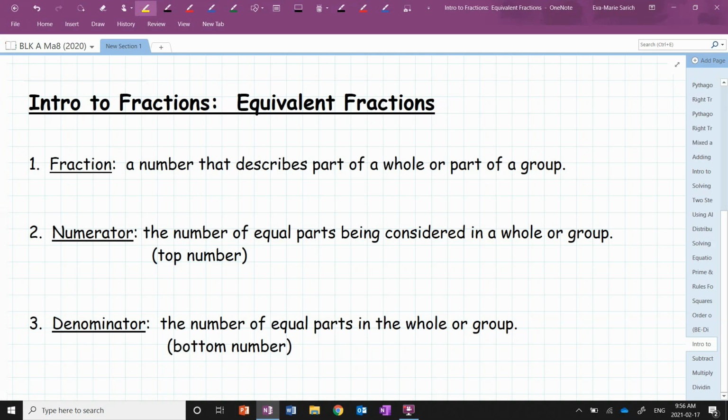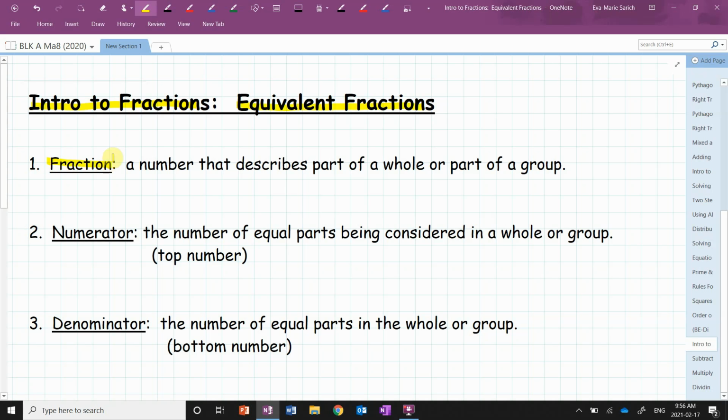And I want to do a little intro to fractions today. And the first lesson is going to be on equivalent fractions. Okay? So we'll start off with what is a fraction. I know you've seen fractions, but we want to make sure that you can make sense of a fraction.